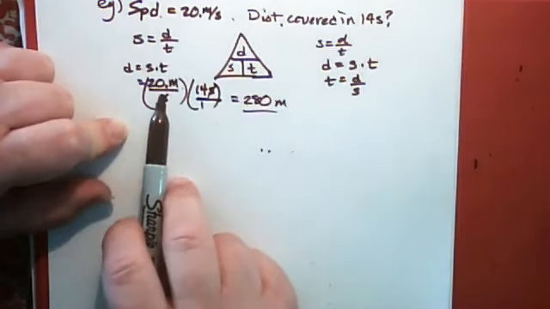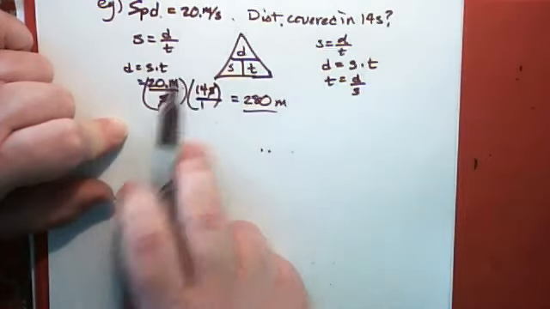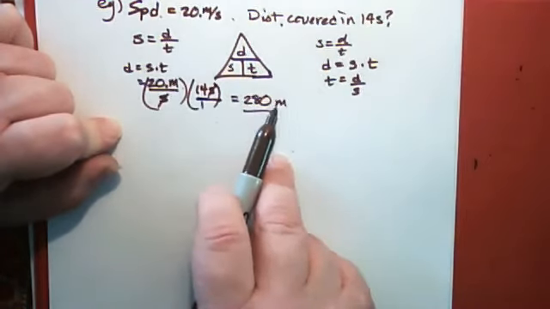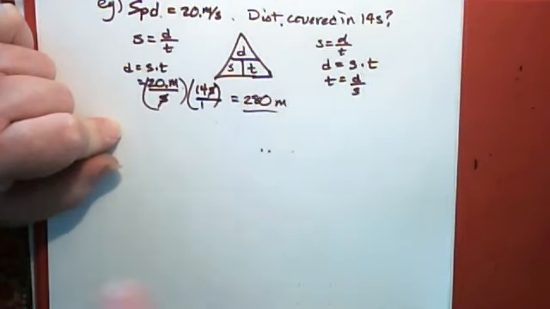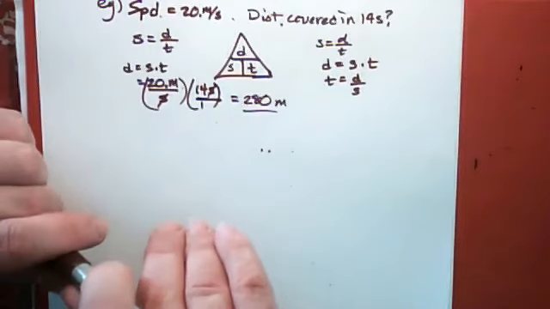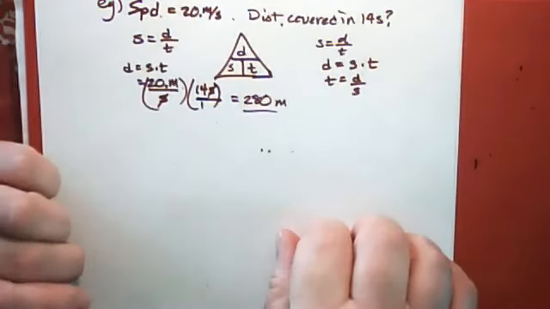And significant figures here would be 2, because 20 with a decimal point is 2 significant figures, and 14 is also 2. And 280 without a decimal point is also 2. So there you go. Units work out, the triangle works out, everything's good.